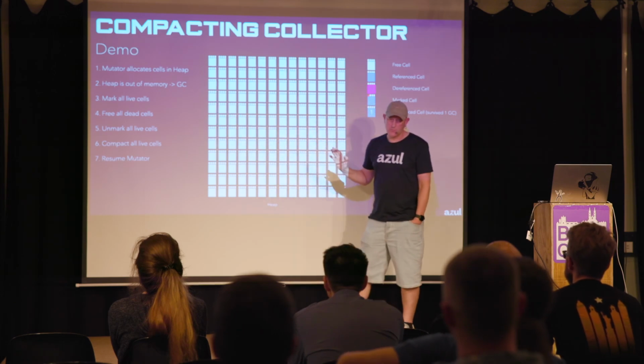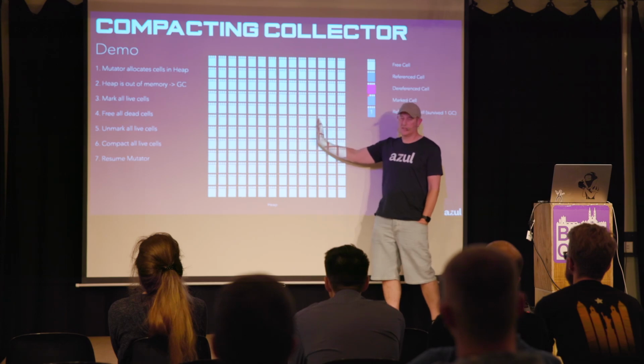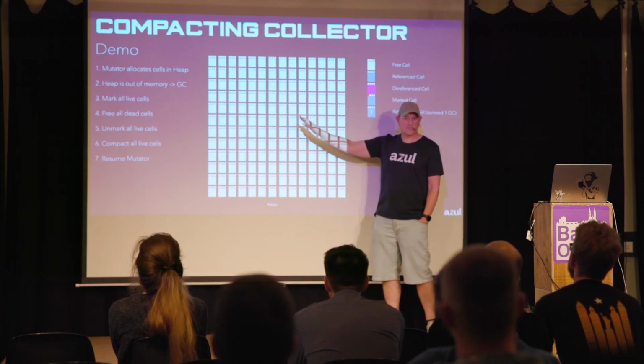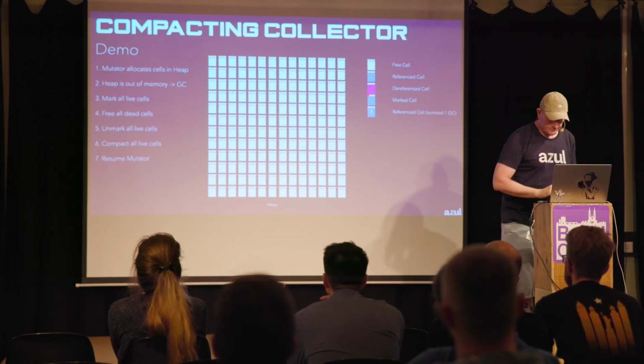To be able to do compaction, we can't really fill it up completely. We need a little bit of space on the right side to be able to copy stuff first before we move stuff to the other side. This is a so-called headroom. Let's take a look at this one.